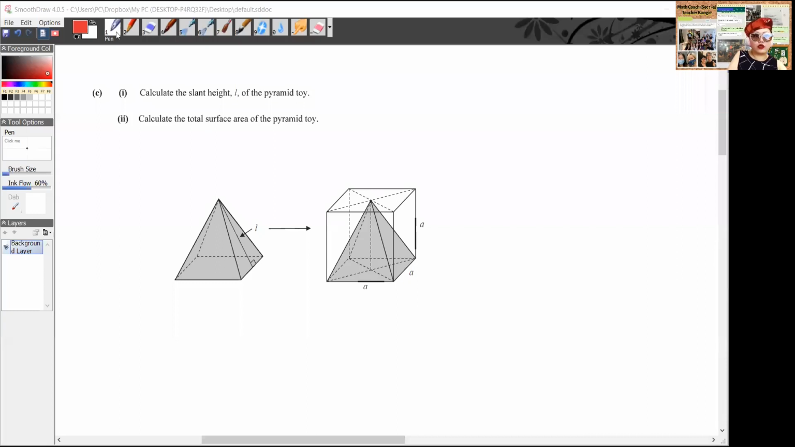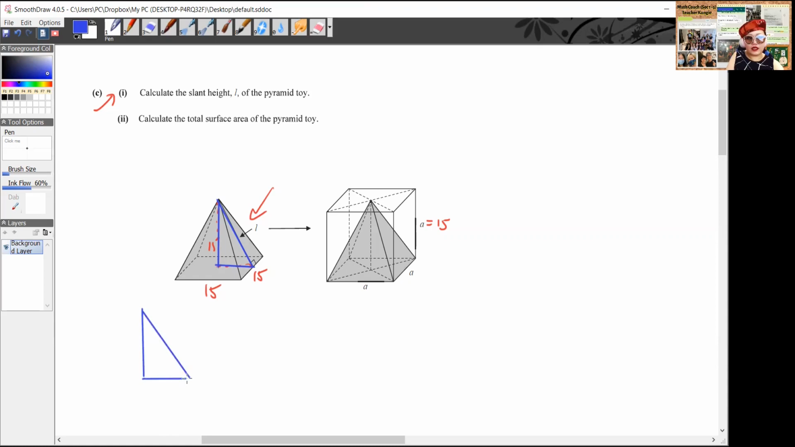Okay, so we're going to continue on our part C. So part C, part 1 asks to find the slant height of the pyramid toy. So over here, they already tell you that the slant height is this L. And just now we have calculated that A is 15. So it means this is 15, this is 15. And we also know that the height is 15, which is this one. So I'm going to draw out another triangle so that I see better. I'm going to draw out this particular triangle, which involves the slant height that they want.